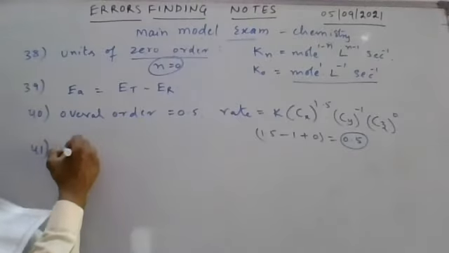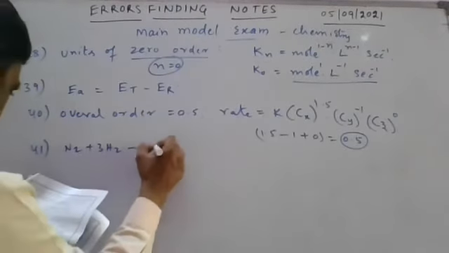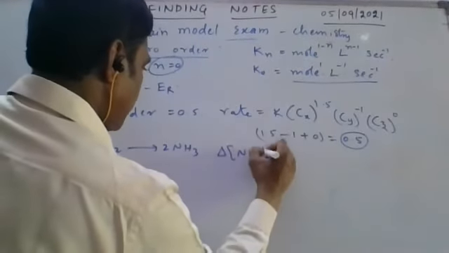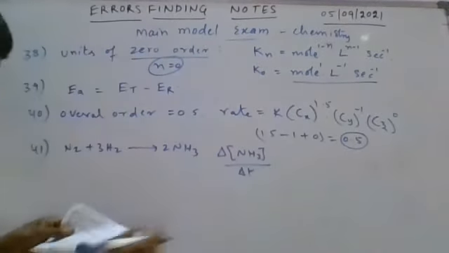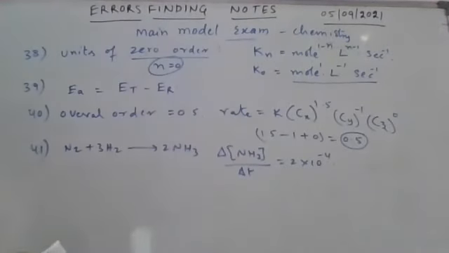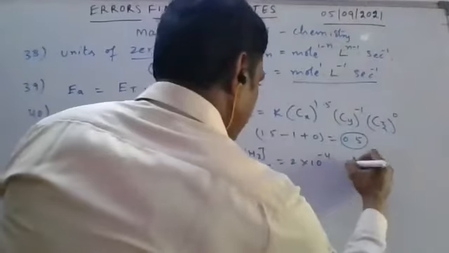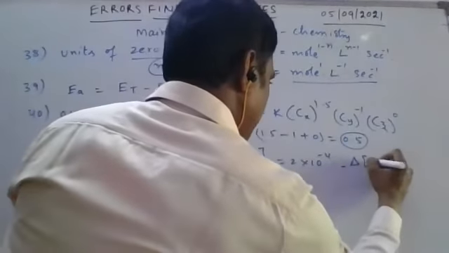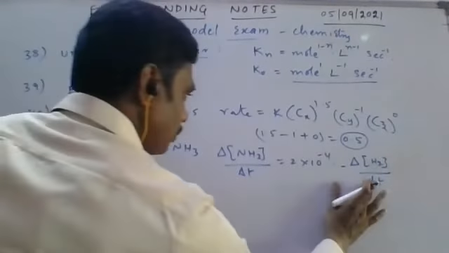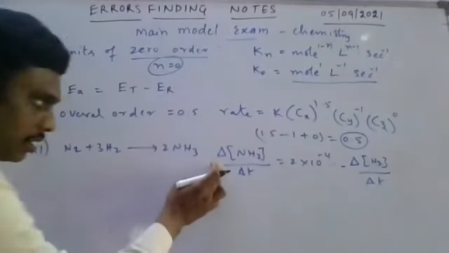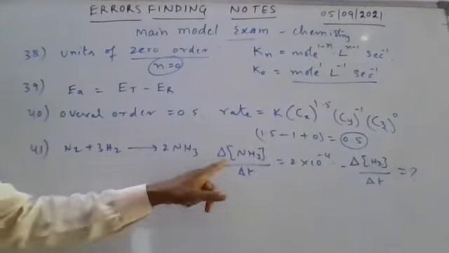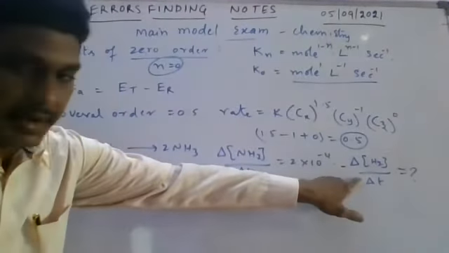That is a rate expression. Here N2 plus 3H2 gives rise to 2NH3. The rate of appearance of ammonia is given as 2 into 10 to the power minus 4 moles per liter per second. The question is the disappearance, minus delta H2 by delta t. The rate of formation of ammonia is given, and we have to identify the rate of disappearance of hydrogen.